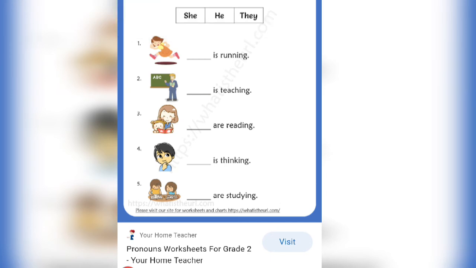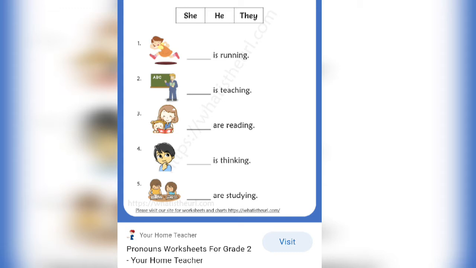Good morning, class. Yesterday we learned about pronouns he, she, it, and they. He is used for a boy or a man. She is used for a girl or a woman. And they is used for two people, more than one, right?